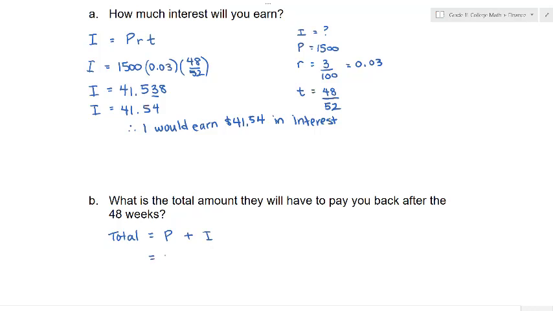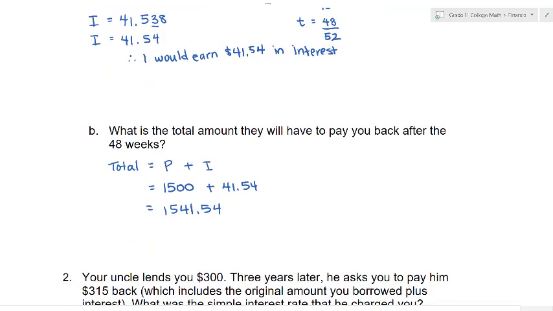So the principal was how much I lent to them, $1,500, plus the interest, which we just found out was 41.54. So I can add those together and I get 1541.54. So therefore, they have to pay me $1,541.54.